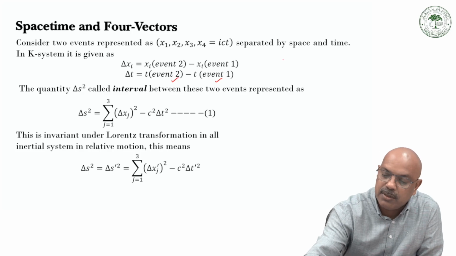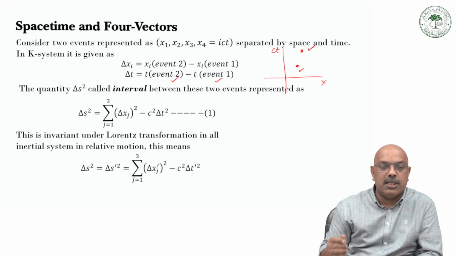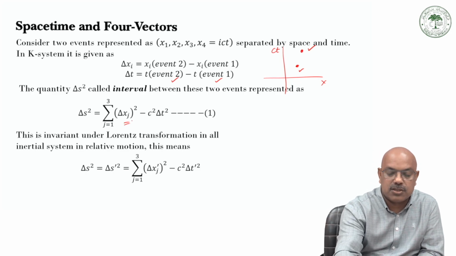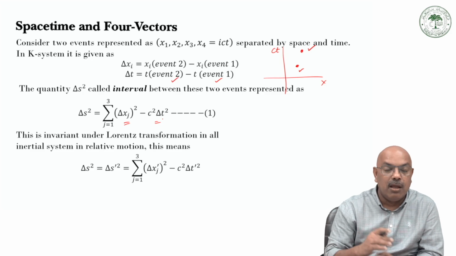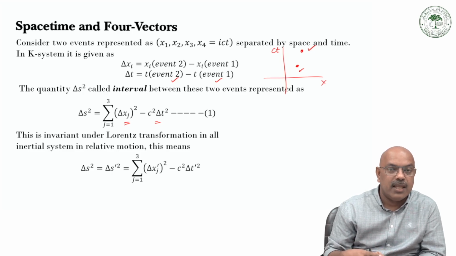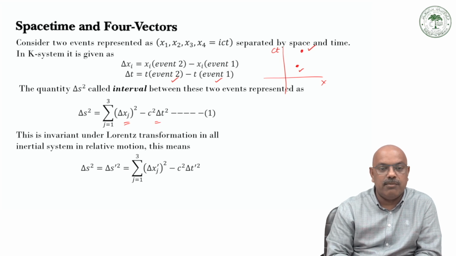So in my Minkowski space, this is my x and this is my ct. Whatever two events take place, one event here and the second event there in my Minkowski space, the interval between these two events is represented as delta s square equals delta x square minus c square delta t square, which is invariant under the Lorentz transformation. In special relativity, everything is to be invariant under the Lorentz transformation, in all inertial frames in relative motion.